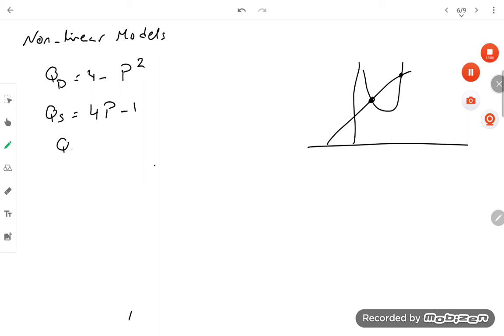Equilibrium will be achieved when QD equals QS. Now we would like to find the equilibrium. We are going to substitute using the value of QD, which is 4 minus P squared, and with the value of QS, which is 4P minus 1.